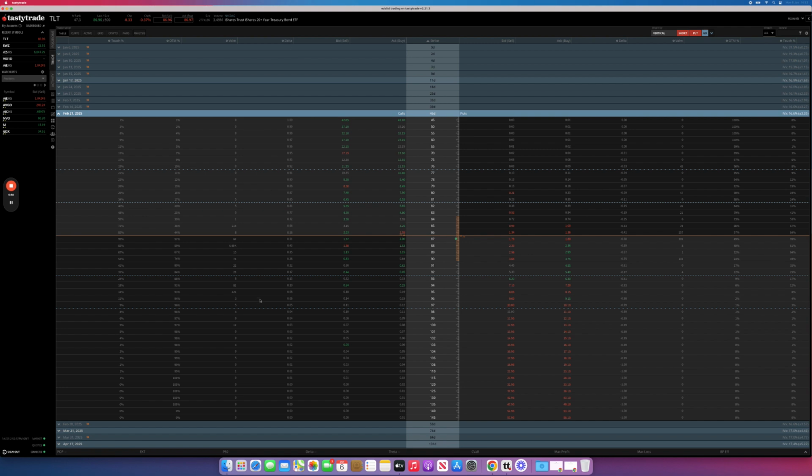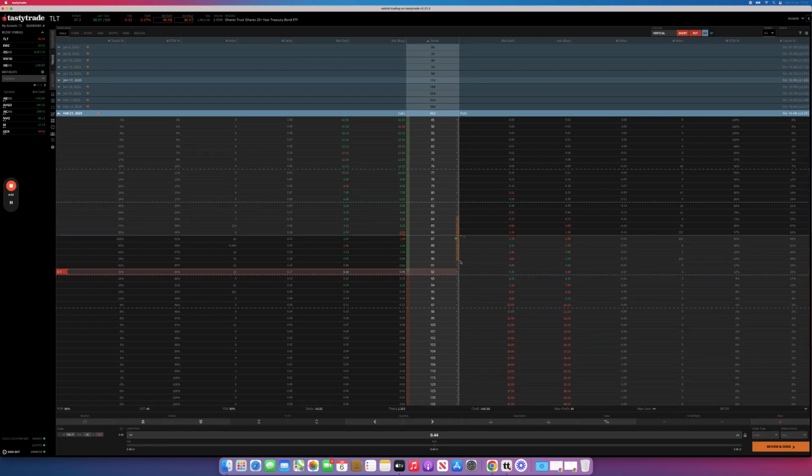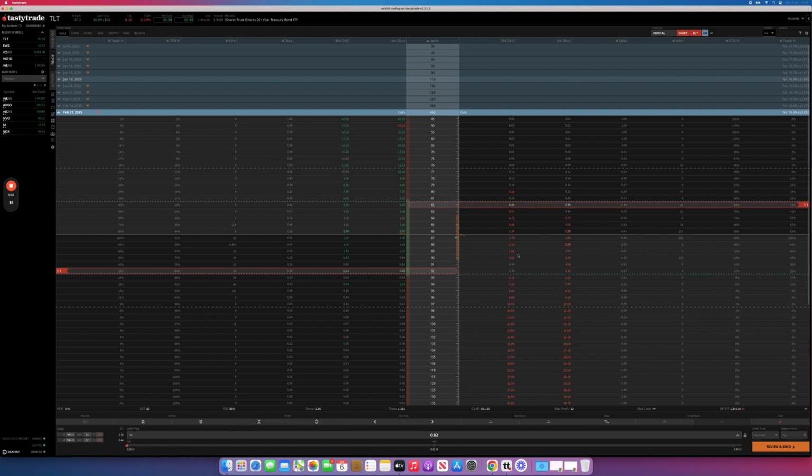So if we look on the delta column, we've got a 17 delta here at the 92 strike, which is outside of the expected move, and it's just on the edge of the 1 standard deviation level. And on the put side, we have a 19 delta. In fact, let's be slightly more conservative to begin with. We've got a 15 delta here at the 82 strike, again right at the edge of the 1 standard deviation level and also outside of the expected move.